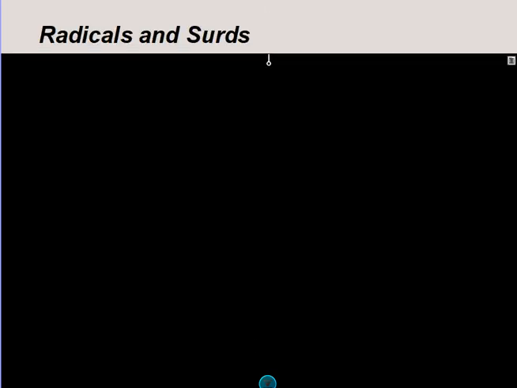Welcome to our fourth lesson on radicals and surds. Again, this is a revision, so I will be working through this very quickly.